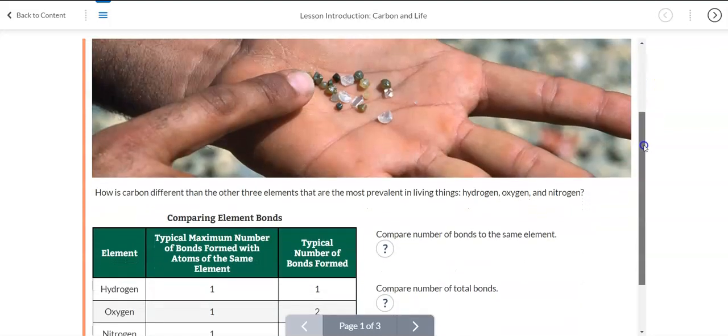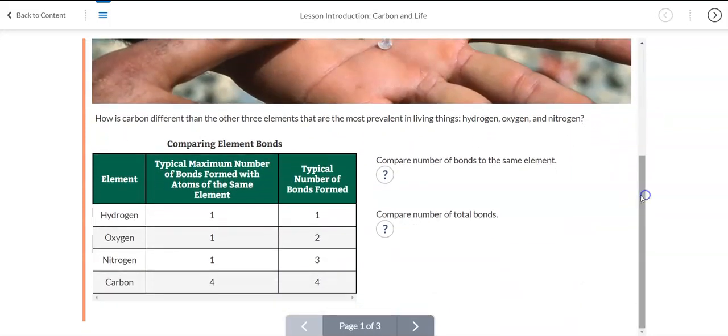So let's take a look at this interesting table. This table is called Comparing Element Bonds. We have in the first column the elements listed. In the second column it says typical maximum number of bonds formed with atoms of the same element. So hydrogen atoms can form 1 bond. Oxygen atoms can form 1 bond with other oxygen atoms, but they can typically form 2 bonds if it's some other element from the periodic table.